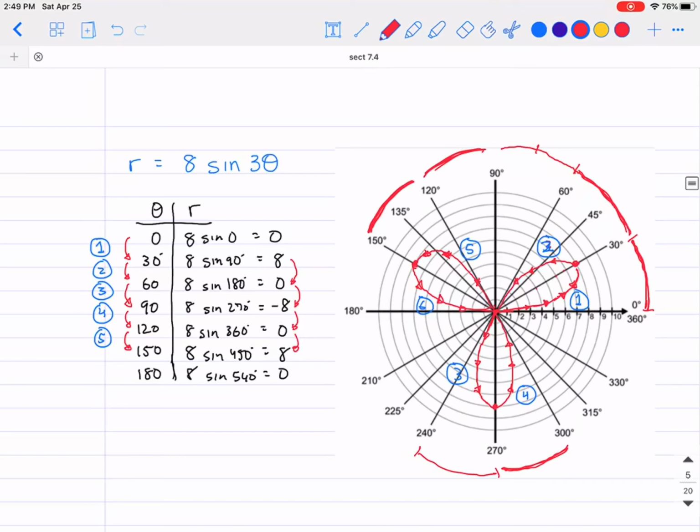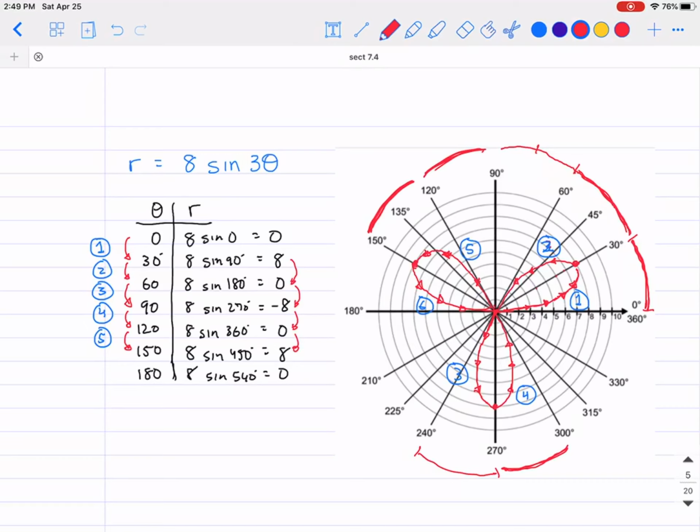Now, unlike the previous problem over here where we have r equals 8 cosine 2 theta, it turns out, and just to save you a little bit of time, that from 180 to 360, you're just going to go back in the same path of 1, 2, 3, 4, 5, and 6 curves. So that means that we actually can end it right here because we drew the entire graph already.